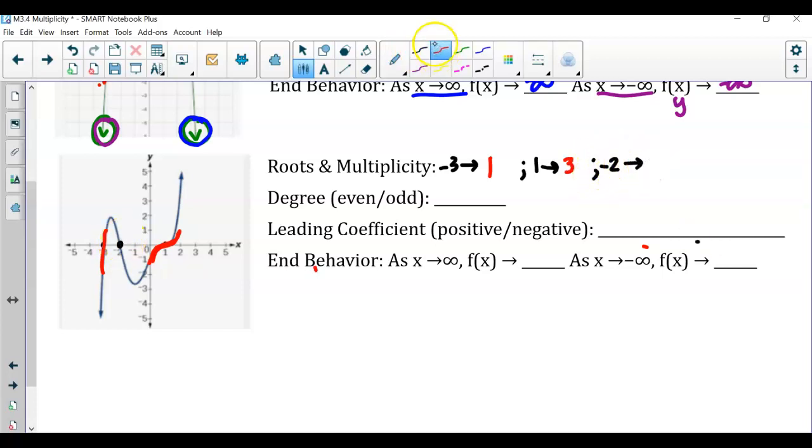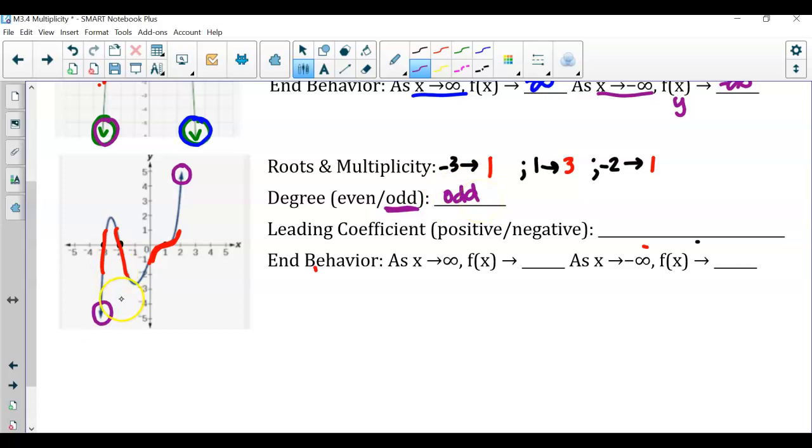So -2 here, and again, slicing right through it, has a multiplicity of 1. Then that means here, looking at the degree, well, 1 plus 3 plus 1 is 5. So let's check to make sure that this is odd. Notice how the one end is going up towards positive, one is going down towards negative. So yes, this is an odd function.